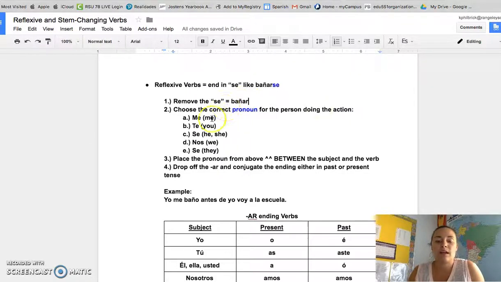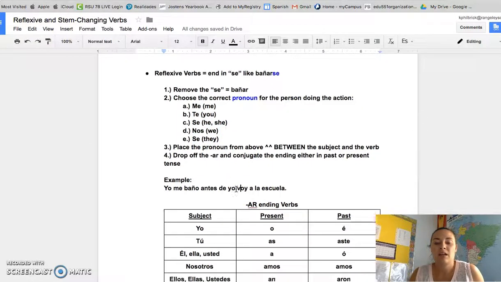Okay, so if I'm doing the action, I would choose me. You informally would be te. He or she, se. If we are doing it, would be nos. If they are doing the action, would be se. Okay, you're going to take whatever one of these 5 pronouns here, okay, and place it between the subject and the verb in your sentence.